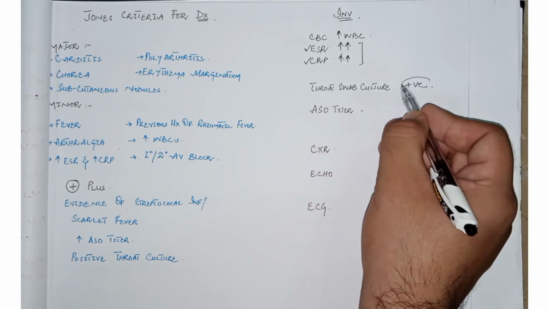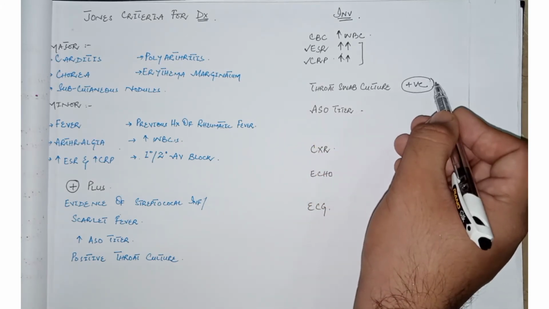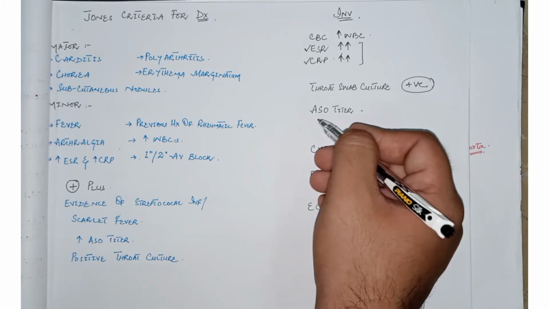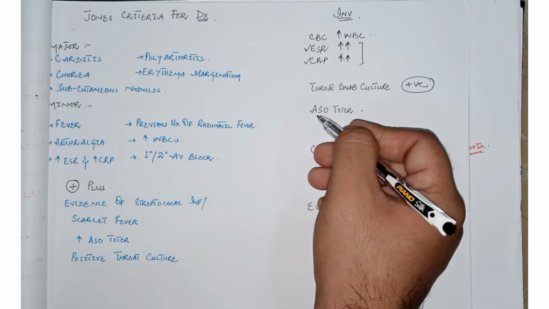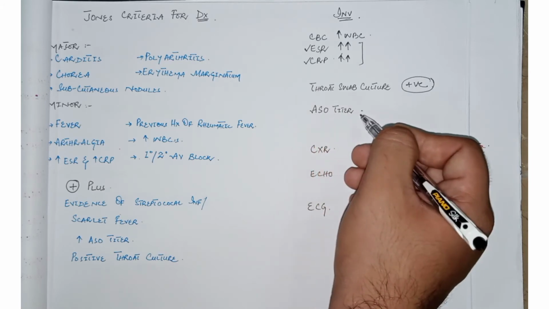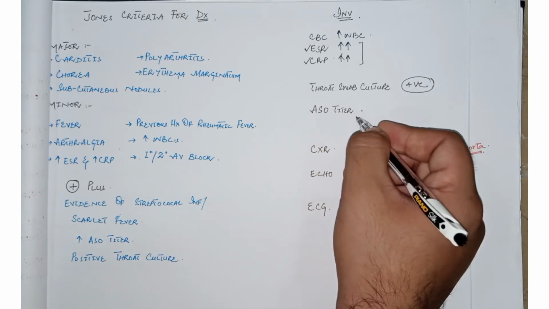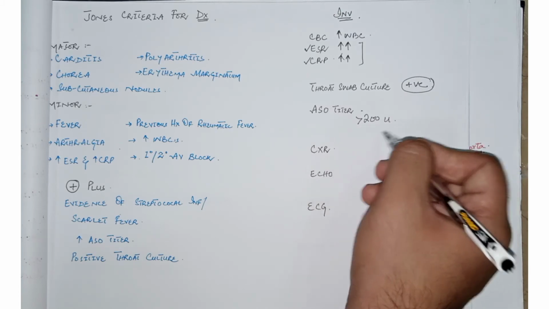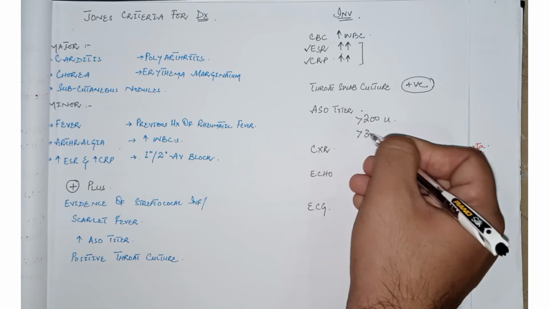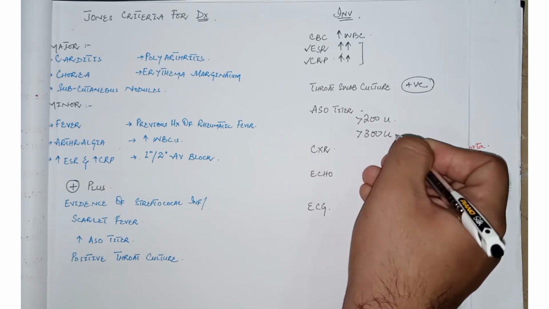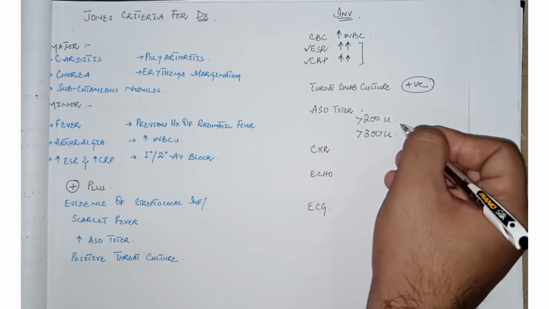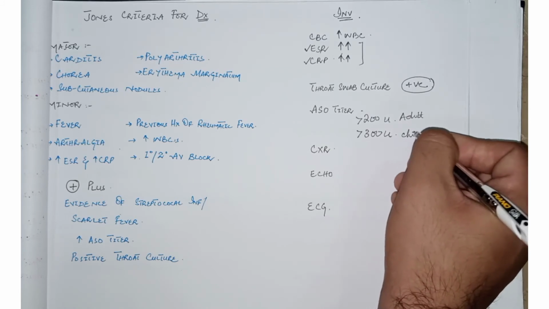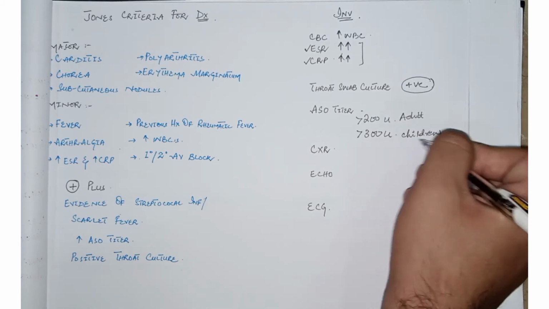It is positive in 10 to 25% of the cases because of late presentation of patients, and an important test is ASO titer, that is anti-streptolysin O antibody titer. In adults, if it is more than 200 units, it is diagnostic, and in adolescents and children, if it is more than 300 units, then it is positive. So this is for adults, and the next is for children. This is the criteria for diagnosis.